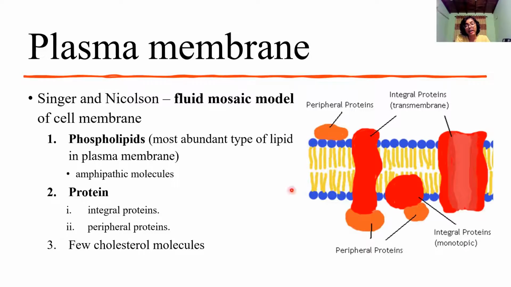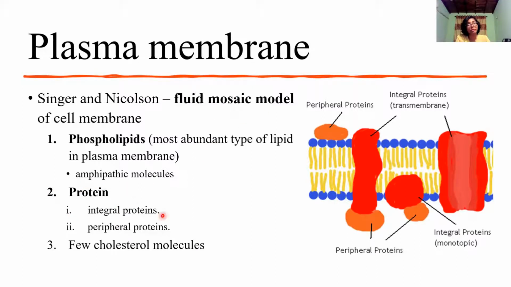The hydrophilic head is facing the water part, the aqueous solution, because they love water. But the tails do not like water, so they are arranged in the interior of the plasma membrane. So now you can understand why they are called amphipathic molecules, because they have a hydrophilic head and hydrophobic tail, and why they are arranged in this manner. So talking about the plasma membrane, mainly we talk about phospholipids, which is the fluid in the Singer-Nicolson model. Then we have protein, that is the mosaic.